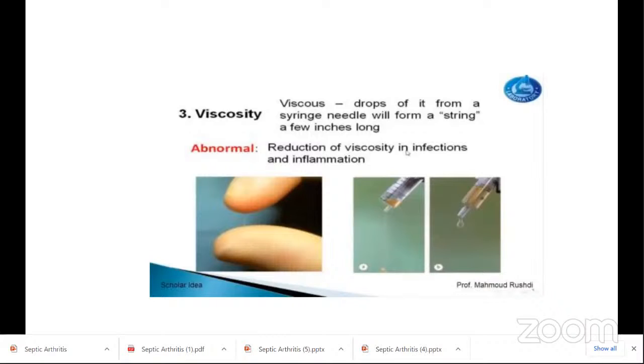Glue is possible only if there is a high content of mucin, in normal, non-inflammatory synovial fluid or in osteoarthritis. But in inflammatory or septic arthritis, that protein is degraded by the protein enzymes of the bacteria. Hence, it is less viscous. Am I clear? Normal viscosity is very high. In infection, in inflammation, the viscosity is less. No confusion here.